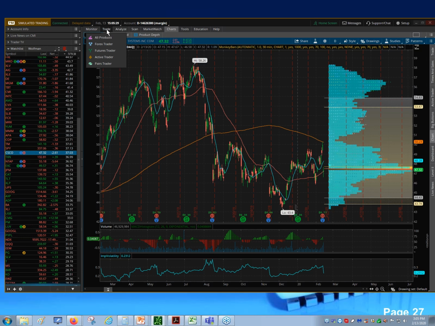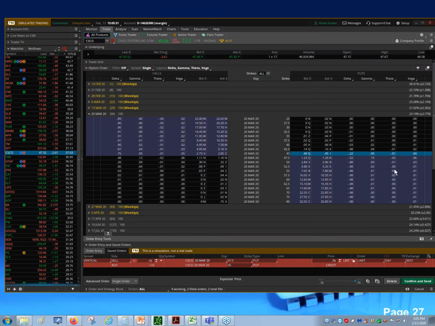So, 47.50 might be a very good location. And if it rallies, at least you're getting paid for this, for taking this risk. You're actually buying it at $46.80 or something like that, right? $46.70. So, you're getting it a little bit below where that point of control is. That would be something you could definitely take a look at as well.